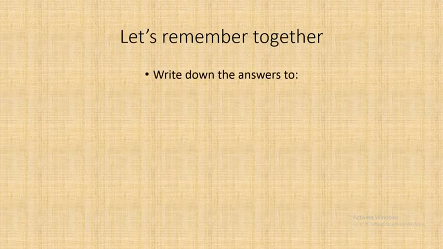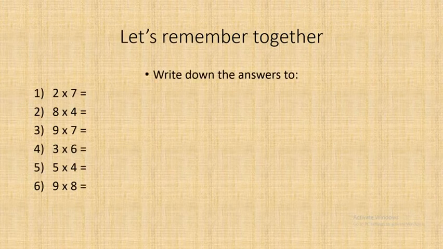So here I want you to write down the answers to that. You have only 30 seconds to finish that, okay? So pause the video for 30 seconds and start working on that. So here's the first one. 2 times 7 equals 13, of course.